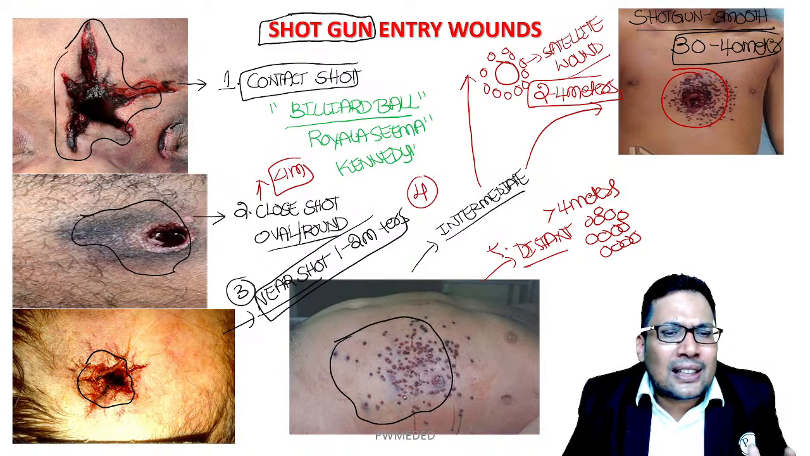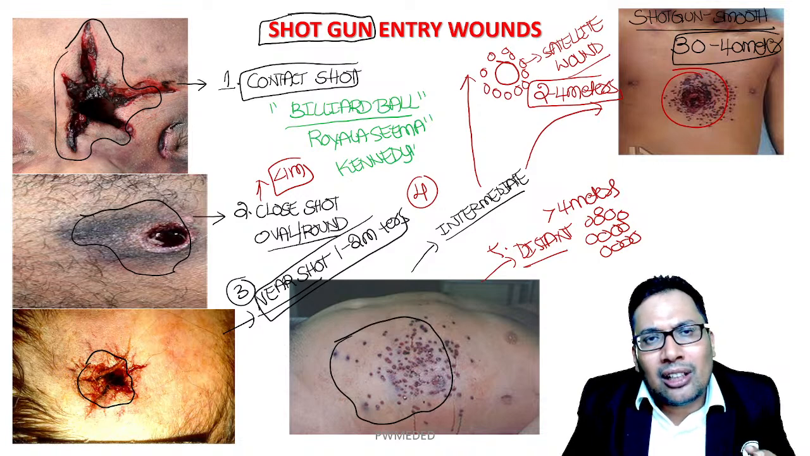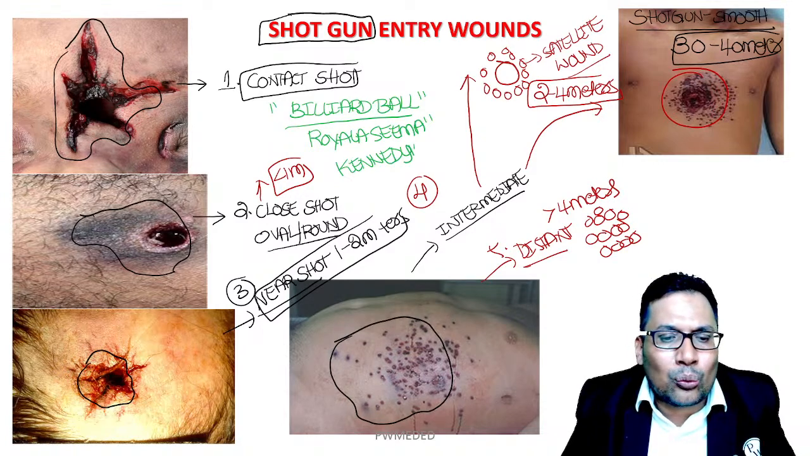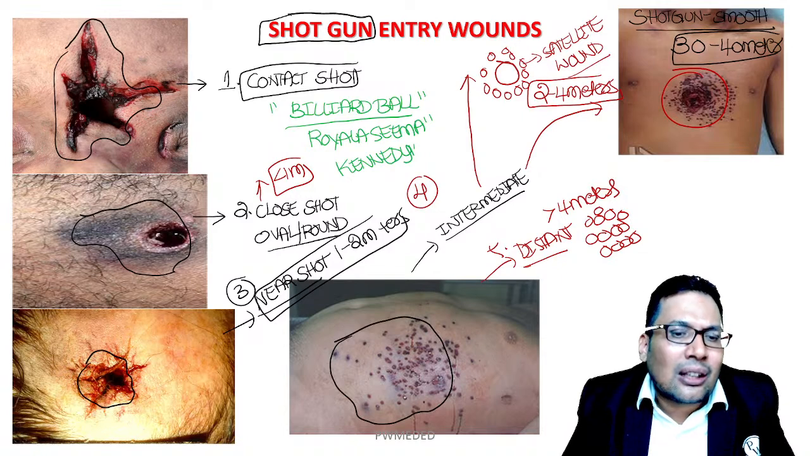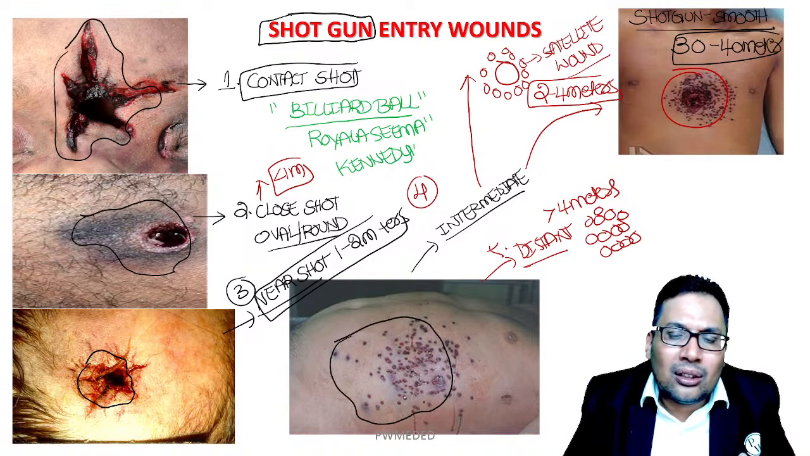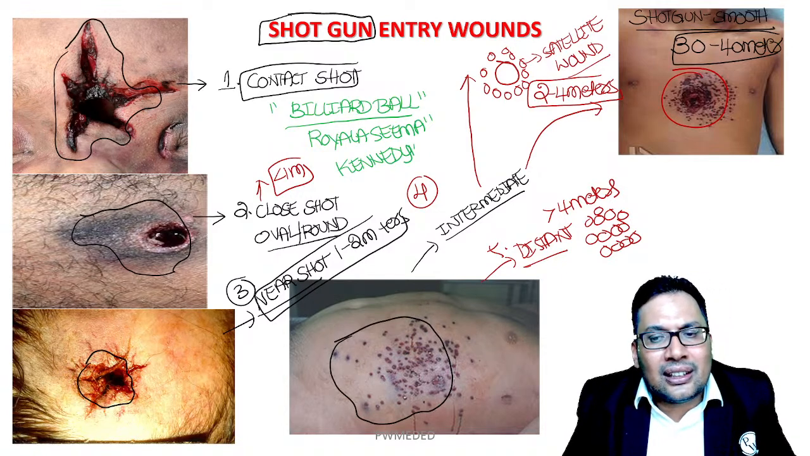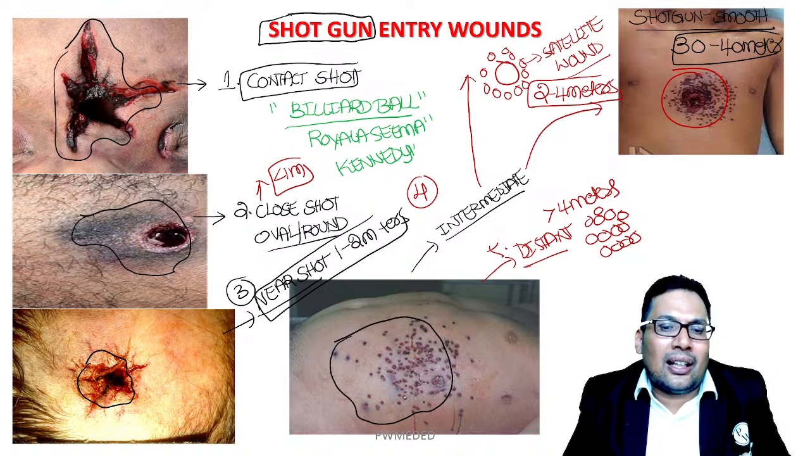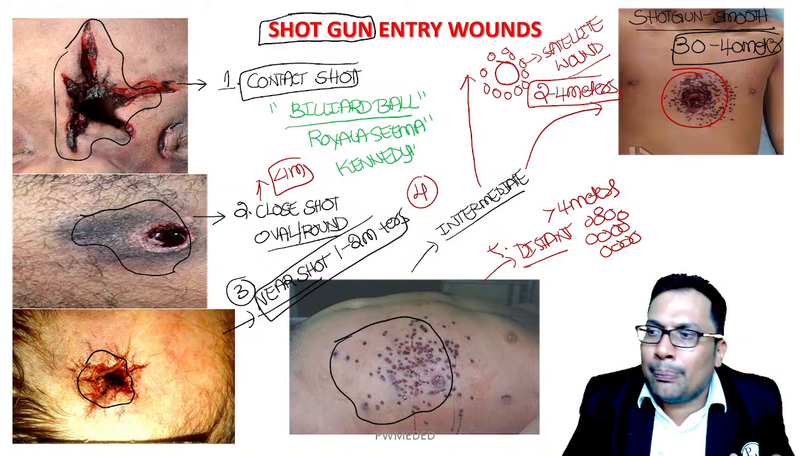And 3 is nothing but your serrated margins, known as nibbled margins, that look like a rat hole entry wound. Yes, 1 and 3 look the same. But whenever a rat hole entry wound is asked in an exam, your answer should be near shot, close shot, oval or round, and satellite lesions in case of intermediate range, and in distant range you will see only multiple pellet wounds.